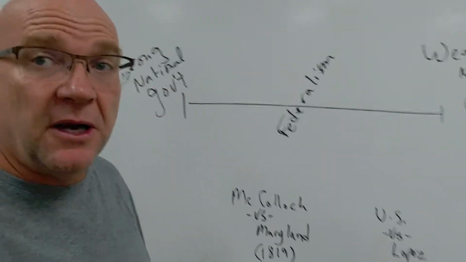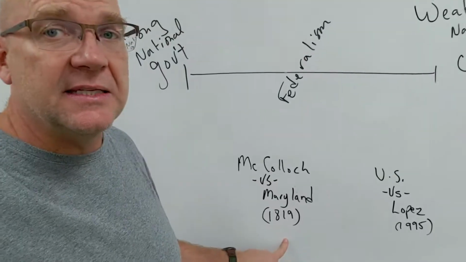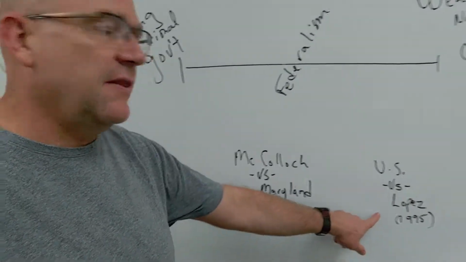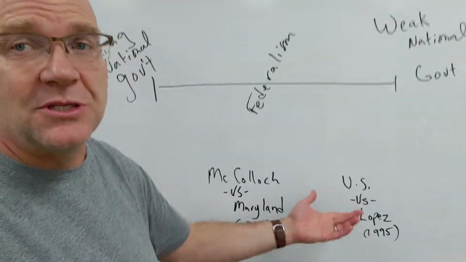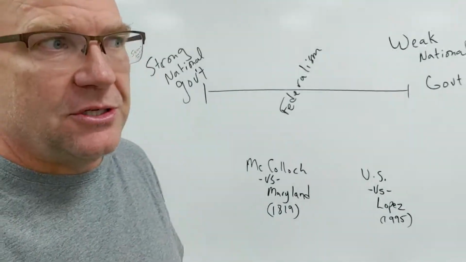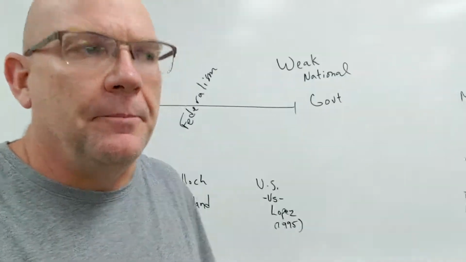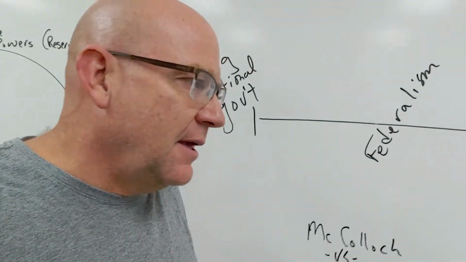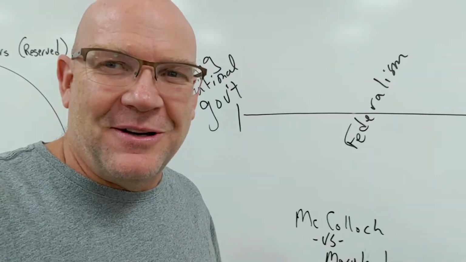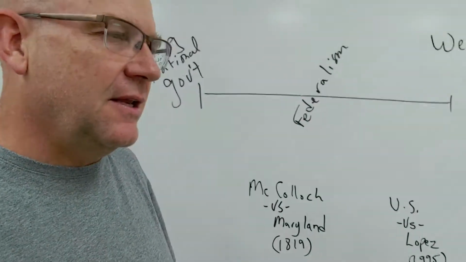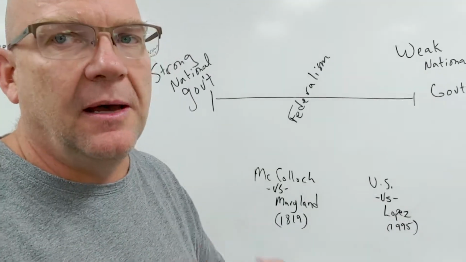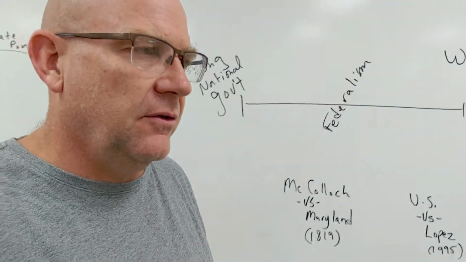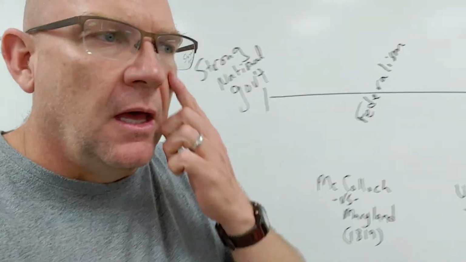It's McCulloch versus Maryland, which is actually a really old case, 1819. And then the other one is U.S. versus Lopez, which is 1995, which is fairly new. The other thing I'd have to say is they're not only different in when they were decided, they have different effects on the scope of government.